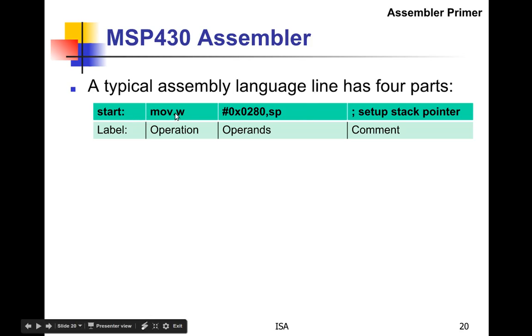Start is the label. This is the operation, move.w, which in this case means move a word. And these are the operands. So it's moving this word. This number sign means immediate. That means take the number 0280 and put it in SP, which is the stack pointer. The semicolon out here indicates a comment, and everything after it is just a comment.